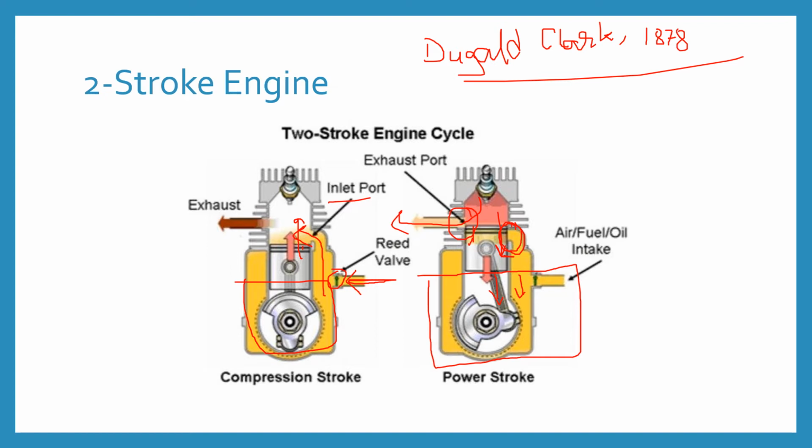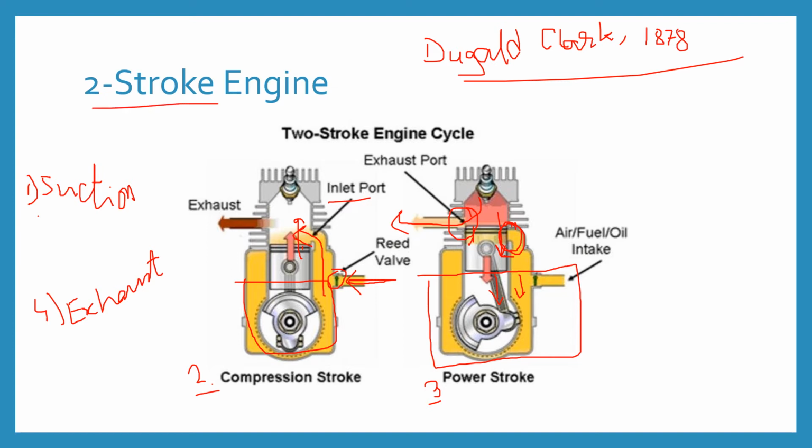So students, as all of us know, the four strokes are suction, second one is compression, third one is expansion or the power stroke, and the fourth one is the exhaust stroke. So in the year of 1878, Douglas Clerk invented this two-stroke engine, which replaced the four-stroke engine.